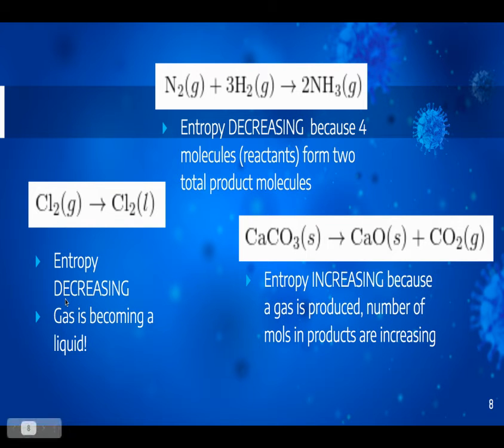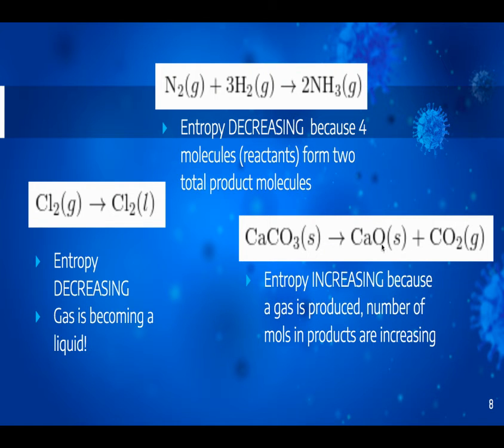For our first reaction here, entropy is decreasing because we are going from a state of high dispersion to a state of lower dispersion, from a gas to a liquid. In our second reaction, we know that the entropy is decreasing because we are going from a reaction that has 4 moles, if you were to look at the mole ratio on the reactant side, to 2 moles on the right side.